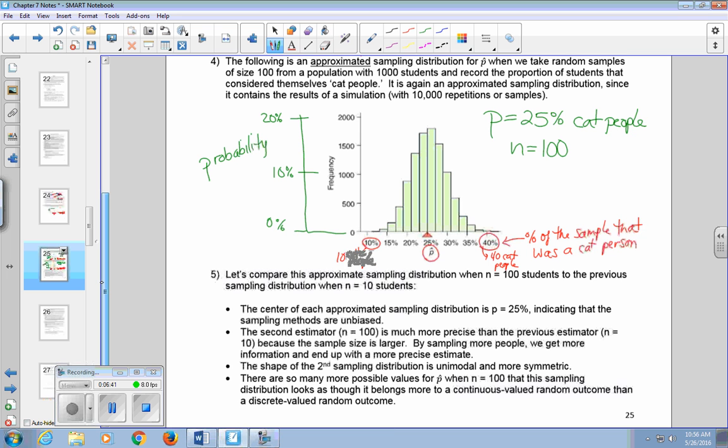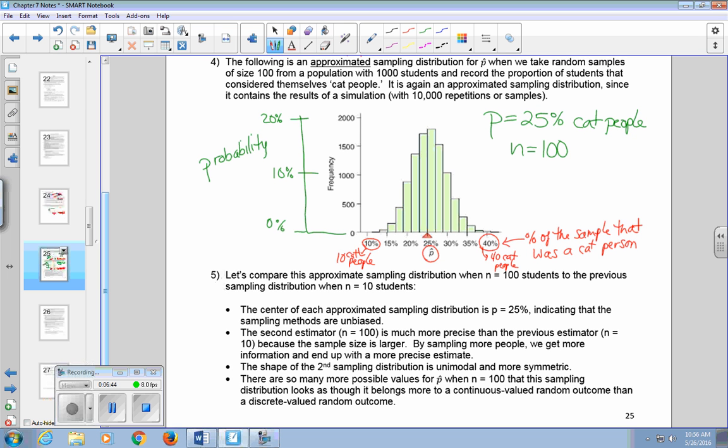All right, so number 5, let's compare this approximate sampling distribution when n is 100 students to the previous one with n equal to 10 students. So take a look at both of them. Notice that the center of each approximated sampling distribution is p equal to 25%, indicating that sampling methods are unbiased.